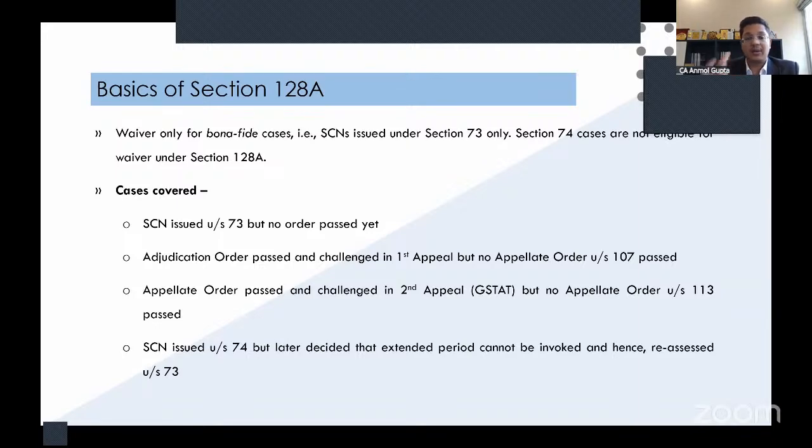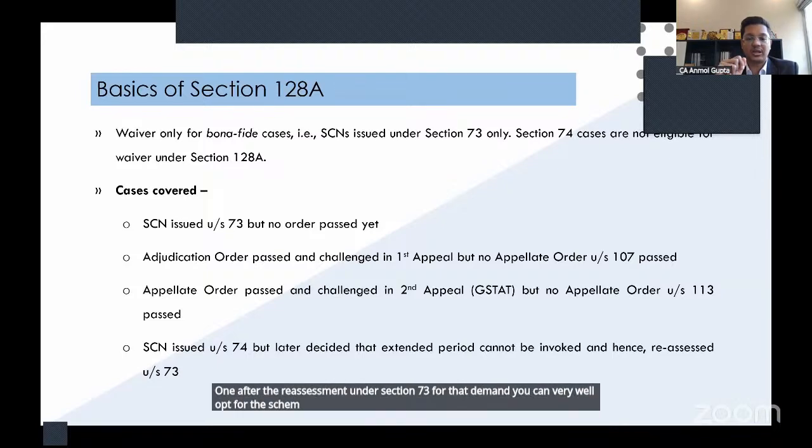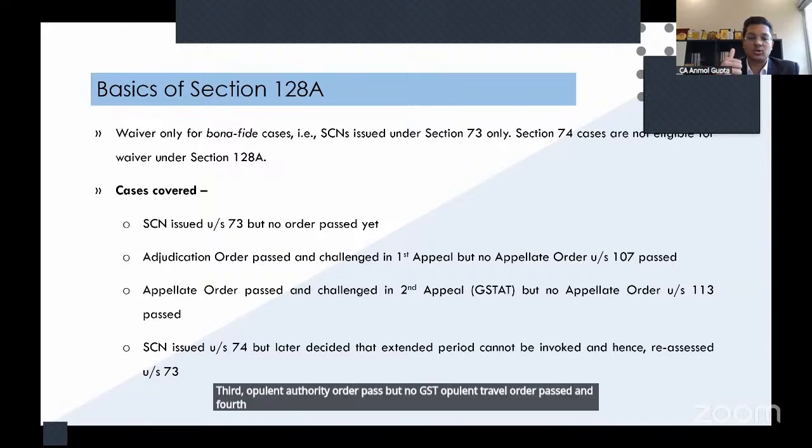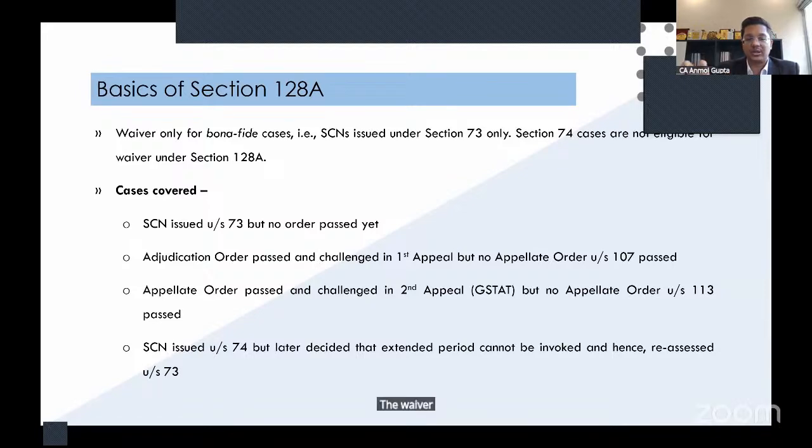In those cases, the demand which is left even after the reassessment under section 73, for that demand you can very well opt for the scheme under section 128A. So friends, there are four cases. One, the show cause notice has been issued but no adjudication order passed. Second, the adjudication order passed but no first appellate authority order passed. Third, appellate authority order passed but no GST appellate tribunal order passed. And fourth, the show cause notice has been issued or the order has been passed under section 74, but later it has been decided that the case does not fall under section 74 and it is reassessed, re-adjudicated under section 73. In that case also you can very well opt for the waiver benefit under section 128A.